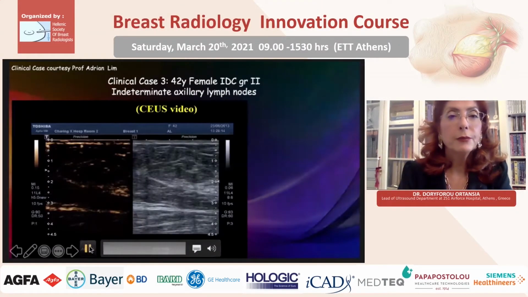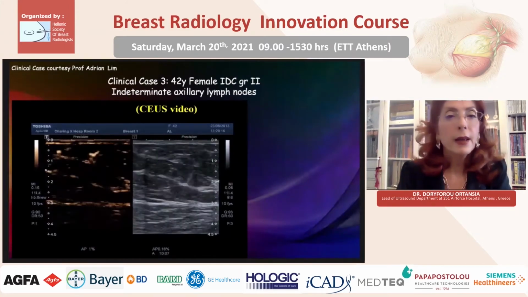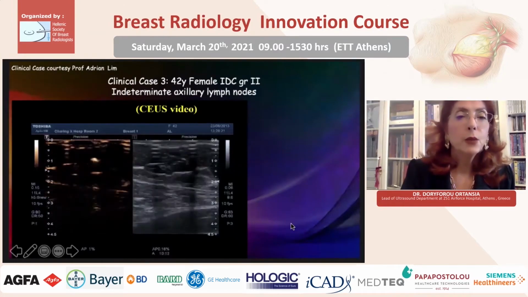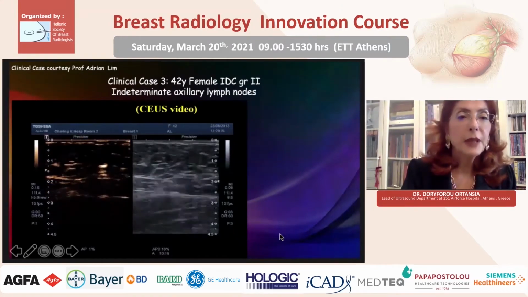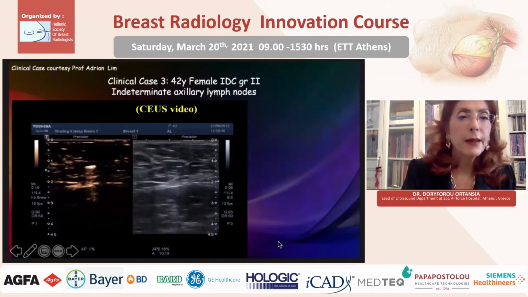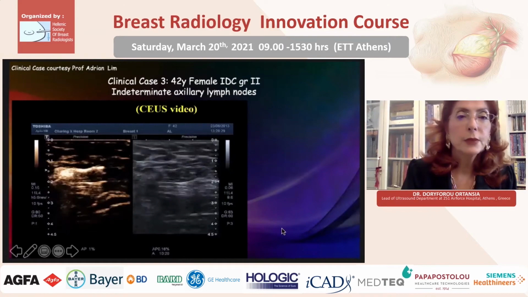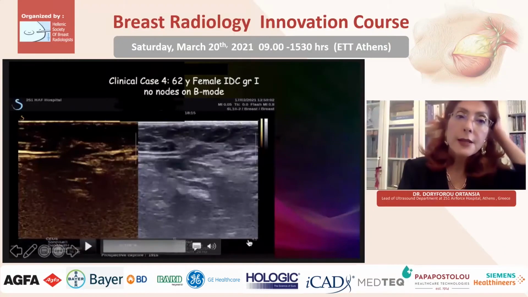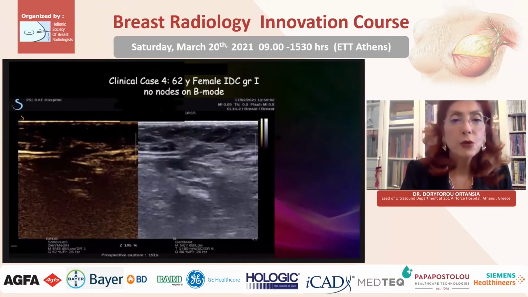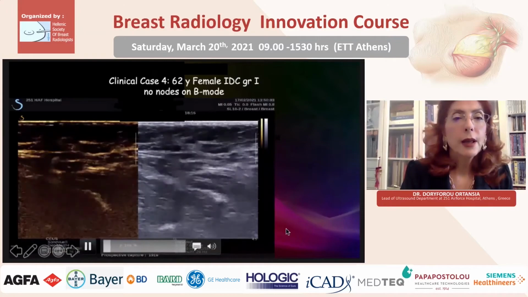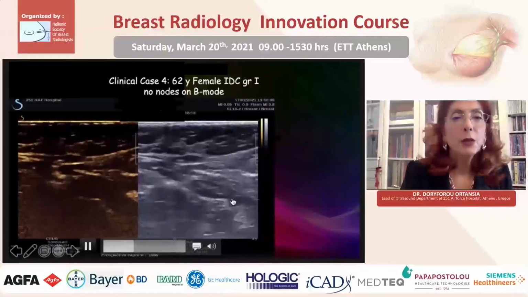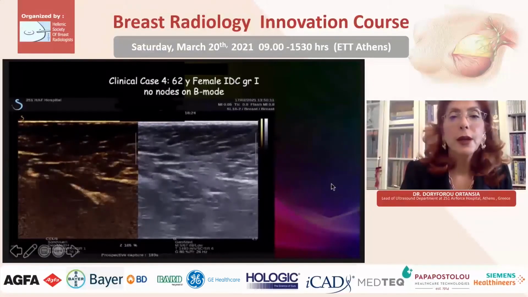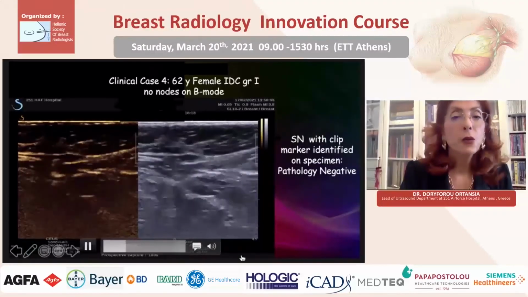Another video. Again, we need to identify and biopsy the sentinel node. And we'll see the avid uptake of contrast by the sentinel node. And the biopsy showed it was a negative lymph node. Another case, no prominent nodes on B mode. Again, I was able to identify the sentinel node. This is the sentinel node, and the biopsy was negative.